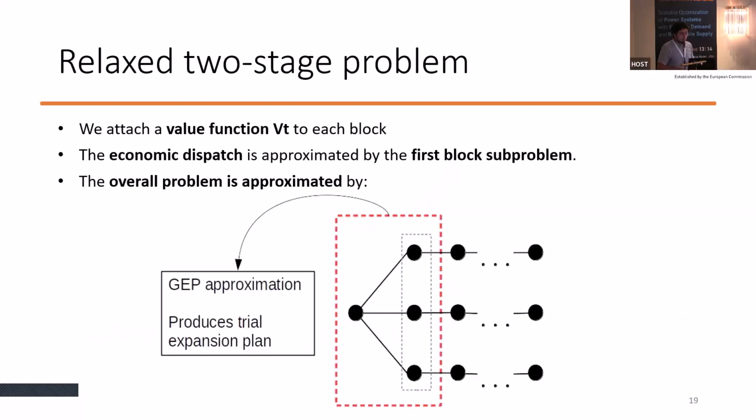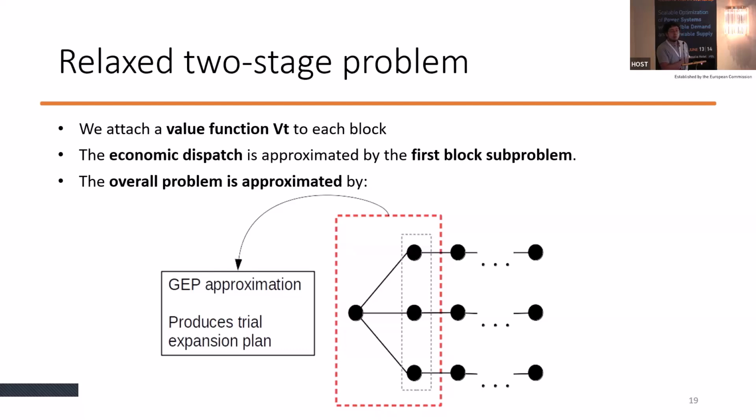Now that I have provided you a broad definition of what a value function is, let's go back for a moment to our relaxed two-stage problem. Essentially, what I just told you is that we are going to attach a value function to each one of these blocks, so that each one of these blocks knows what is going to happen in the future. Then the economic dispatch problem is going to be approximated just by these first blocks of problems. So it is going to be the 4-day operational problem plus the value function. That's going to be the approximation.